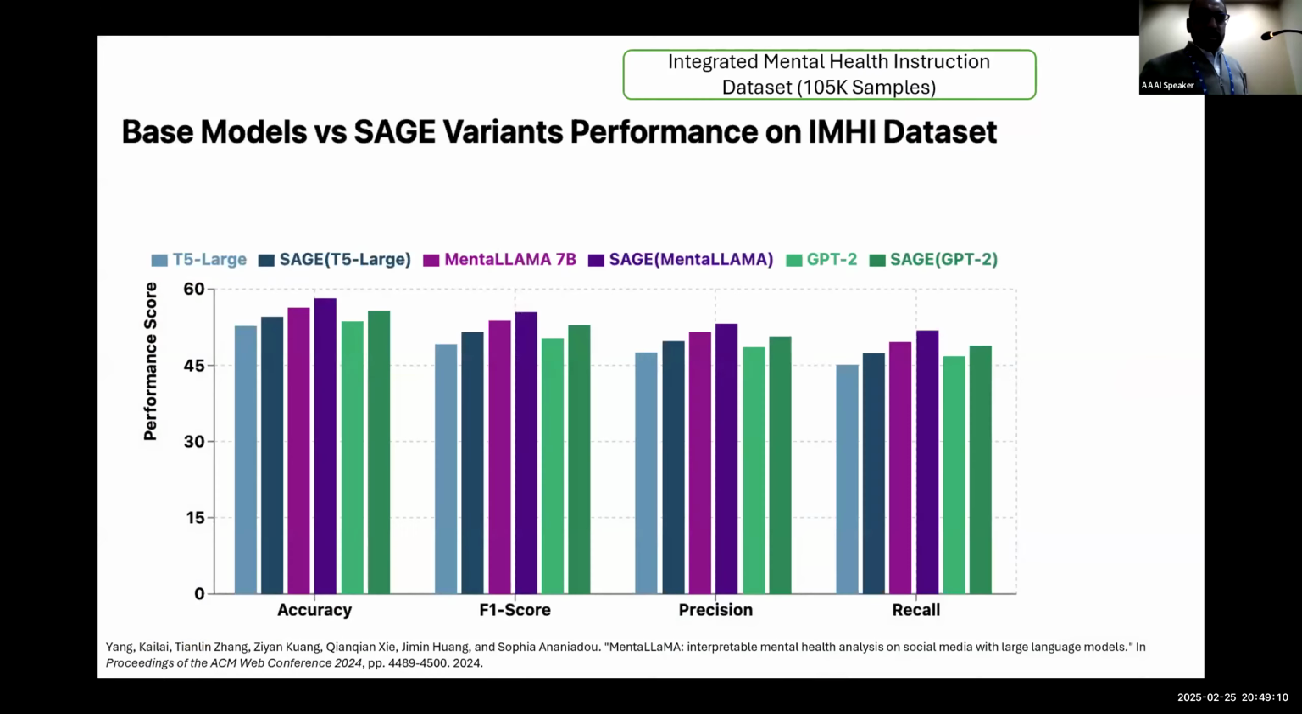So this approach seems to have a better design across some of the models that we tried out, given our limitations in terms of the computation environment. We tested with a mental health data set, the IMHI, the largest data set in the mental health space. We see that this approach of SAGE, utilizing knowledge graph embeddings as ROTs, does a better job across GPT-2, MentalLlama, and even the T5 models' behavior.